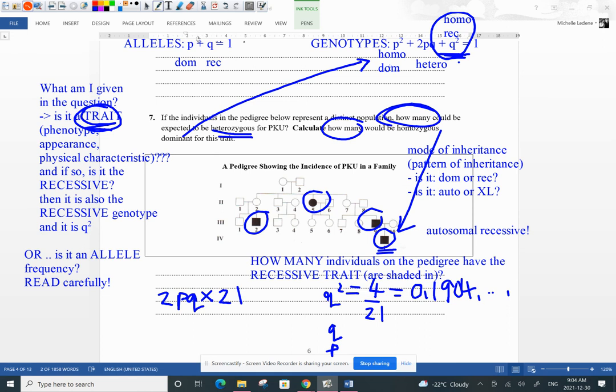Okay, so that gives you an idea of how to do some of these questions, and some really important tips on how to recognize whether it is a trait or an allele. So read carefully every question. How do I express my answer? Is it how many? Is it a percentage? And you should be golden.